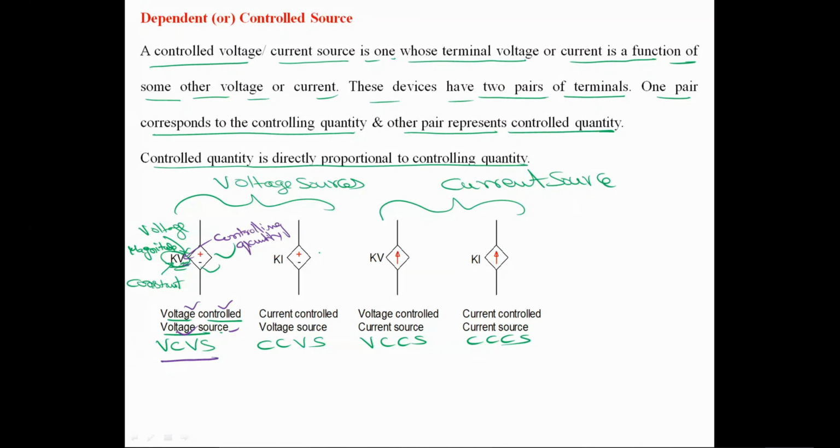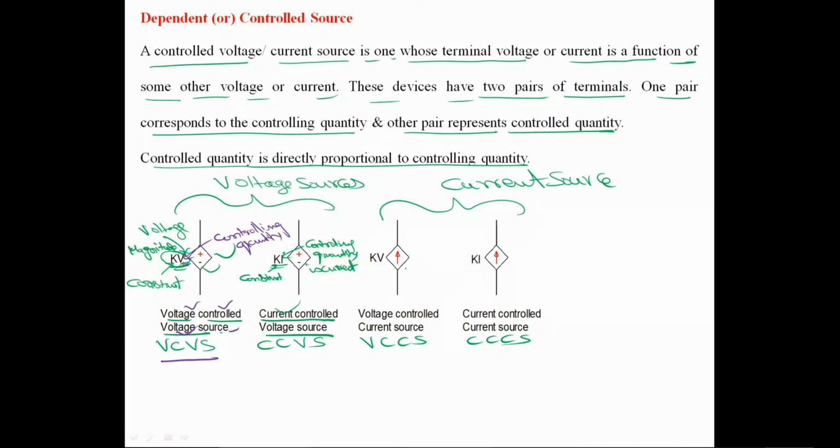Then coming to the second figure, this is also a voltage source. It looks the same as a voltage source, but here this is some constant K, and this is current I. This is the controlling quantity. Now in this one, the controlling quantity is current. Therefore, it is called a current controlled voltage source. That means the magnitude of this voltage source is controlled by a current somewhere else in the circuit. So it is called a current controlled voltage source.